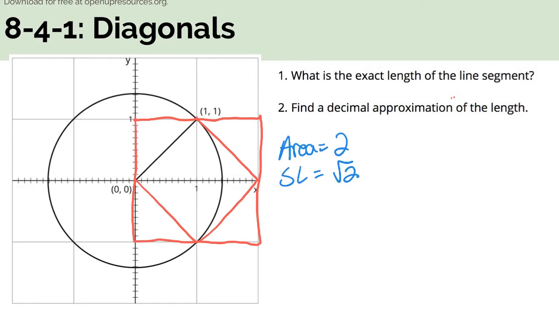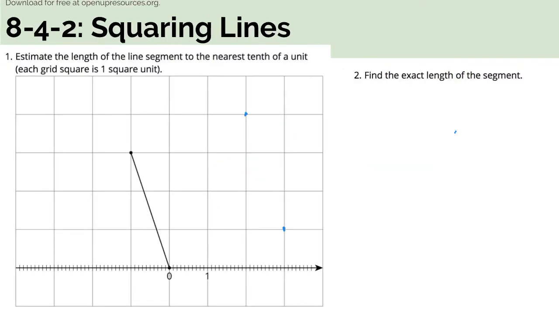So you should have found that the area of the square was 2, which means the side length is going to be the square root of 2. And then decimal approximation, you can follow that circle down to here, and it looks like it's just over 1.4. So we'll call it 1.41. When you're estimating here, 2 decimal places is fine. You can stop there.